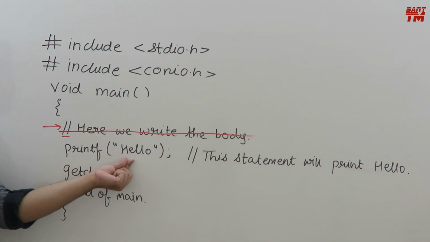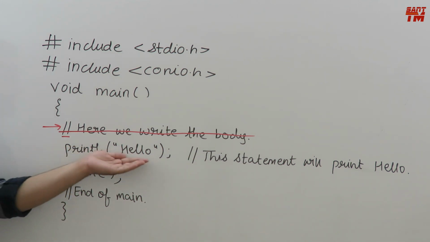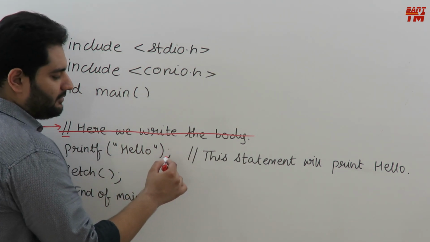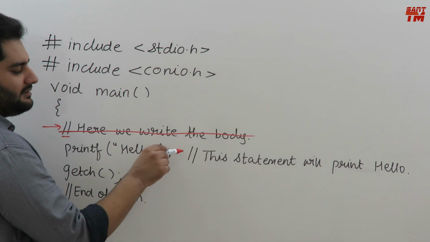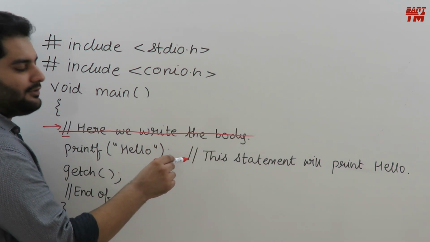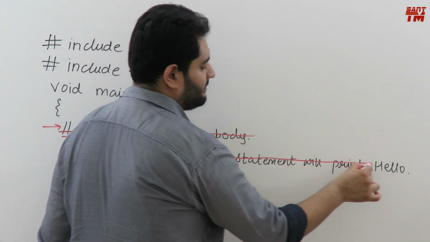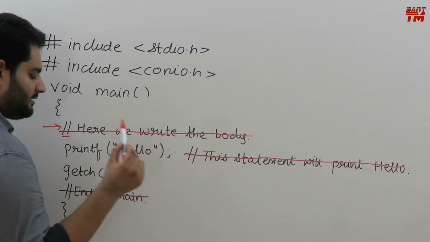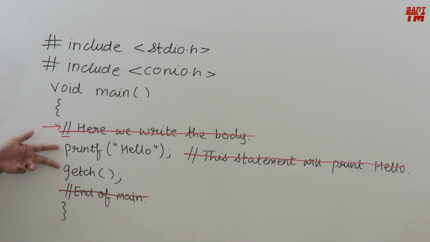Then printf hello. Hello will be printed on the console screen, the black screen with white output. So hello will appear in white color on a black screen, that will be the console screen. So hello will be printed. Similarly, after this semicolon, I have written this statement will print hello. This is a descriptive line for us, a useful line for us, but it is not required by the C program. So this will be discarded. Then getch, here I have written end of main. This will also be discarded by the computer. So whatever is left, printf and getch, is left within the main function, just like before. This will be executed correctly.